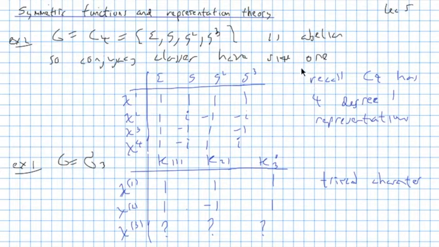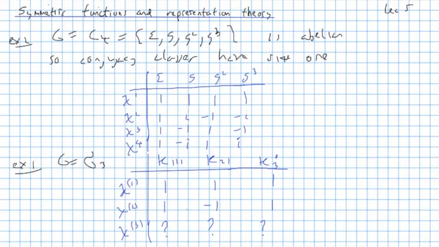Let me preview that a little bit. So do you notice something interesting about the rows of this character table of C4? You could think of them as vectors of size 4. And if you notice here, the rows are orthogonal as vectors in C4. So for example, if we dot the second row with the first row, we see that we get 0.